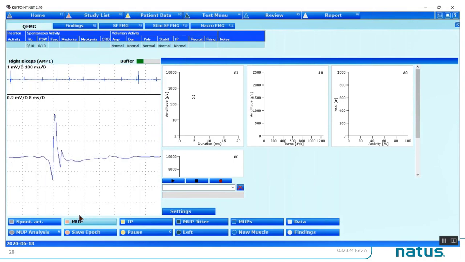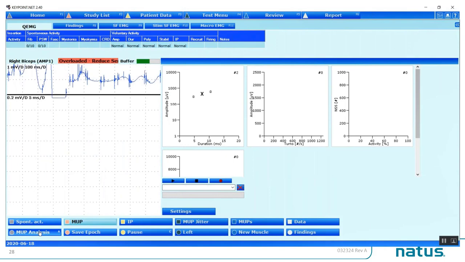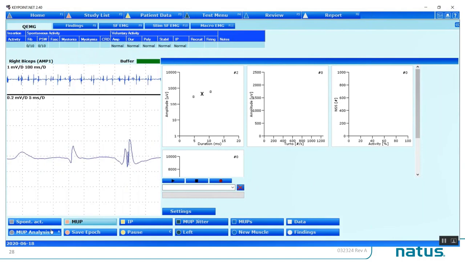I change my needle site. There are 2 motor unit potentials over here by visual assessment. I analyze it, it gave me only 1, that's fine. Sometimes the computer is going to miss the waveforms. I change the site, I'm at site number 3, I can see some complex waveforms.